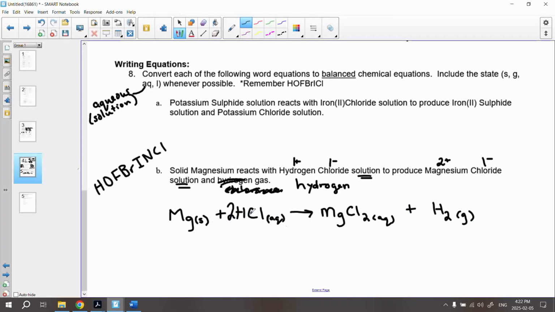The last thing I could do is recognize that this is a single displacement or single replacement reaction because there's an element and a compound, and magnesium and hydrogen swapped places. Hydrogen got bumped out on its own, and magnesium joined up with chlorine.